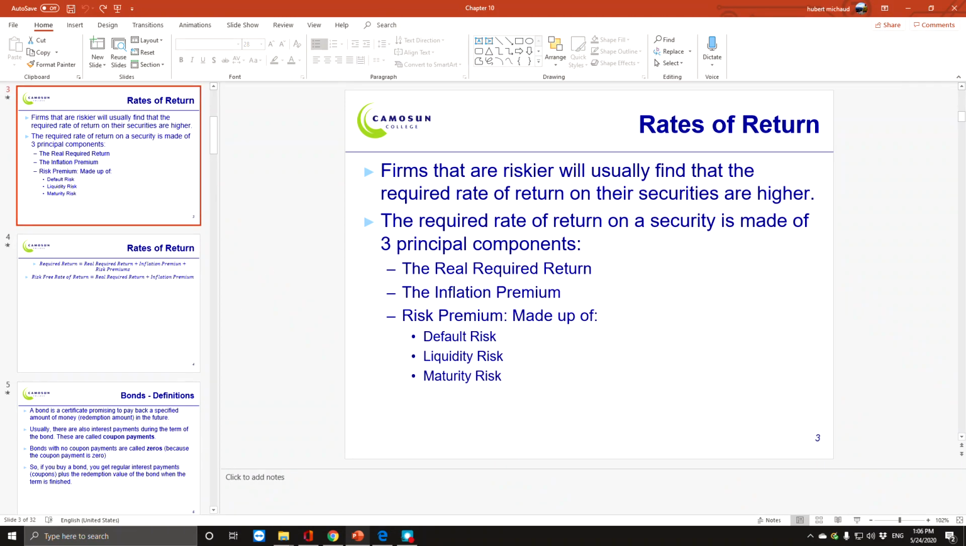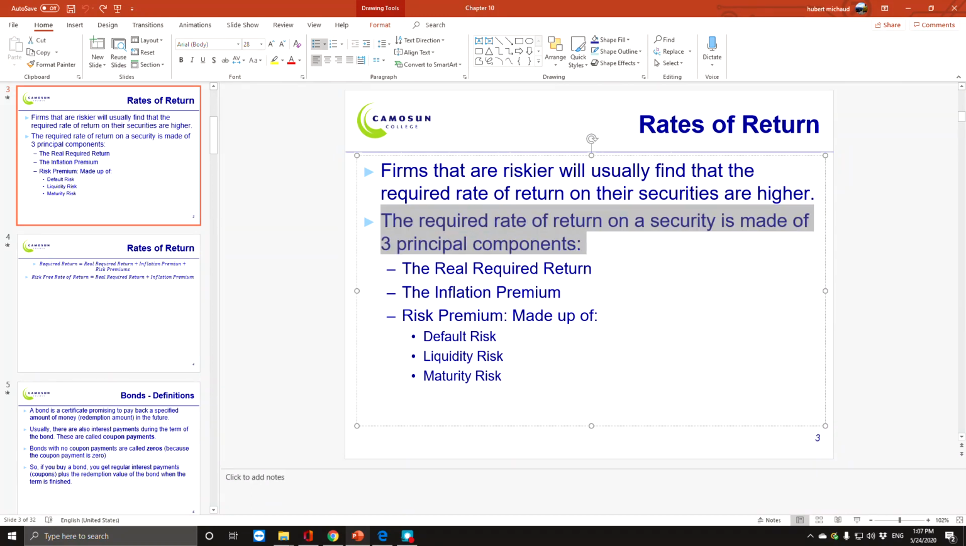Okay. First, I have a little parenthesis here about rates of return. Firms that are riskier usually find that the required rate of return on their securities is also higher. So people want a higher rate of return if there's more risk. This should be obvious from things we talked about since the beginning of the class.